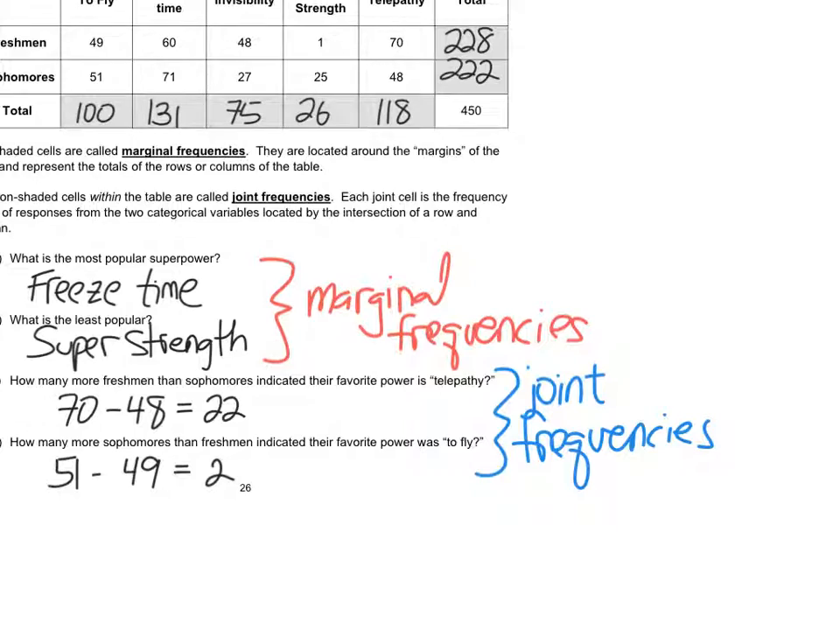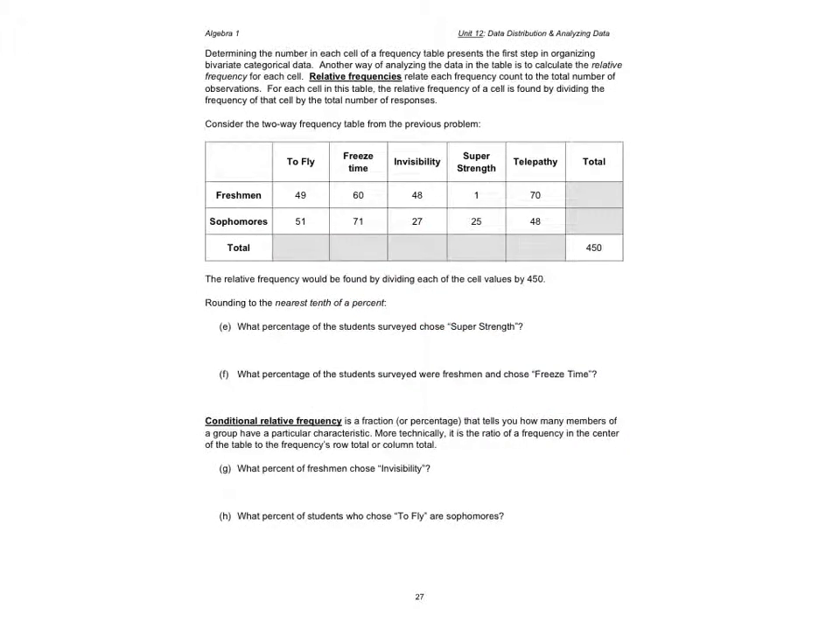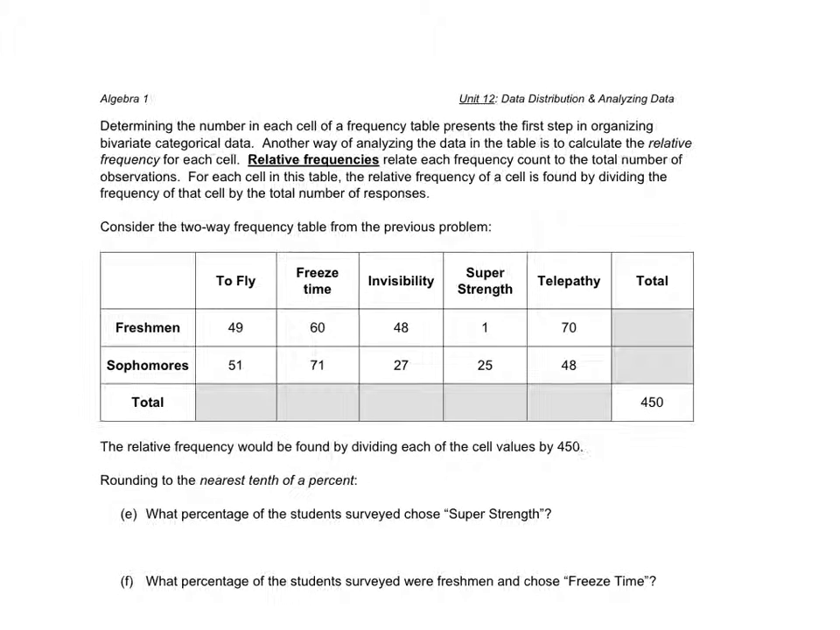All right. On the next page we deal with relative frequencies. Determining the number in each cell of a frequency table presents the first step in organizing bivariate categorical data. That's a fancy term, bivariate categorical data. So the bivariate part, variate is a variation on variable, the bi part meaning 2. So two variable. Categorical, meaning that we're dealing with qualitative data rather than quantitative data. Right? So not values that we're measuring, just simply counts.